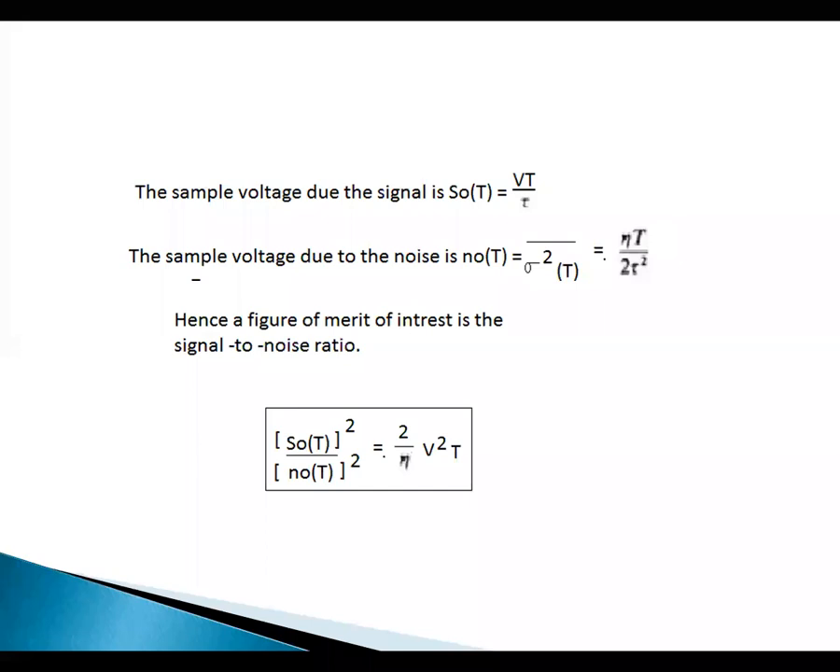In the PCM, it was signal output by quantization noise. In this, the actual noise is added here. S naught of T whole square by N naught of T whole square, we can substitute in that. There it is 2 by eta, V square T. This is the baseband signal receiver, the first concept in the third unit.